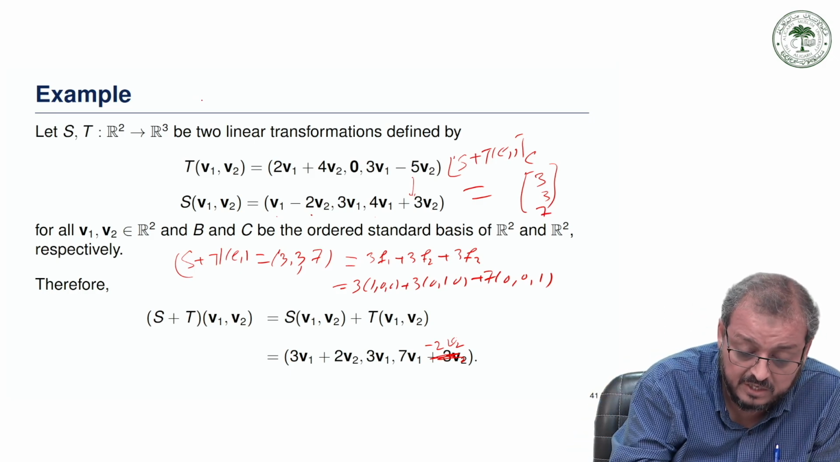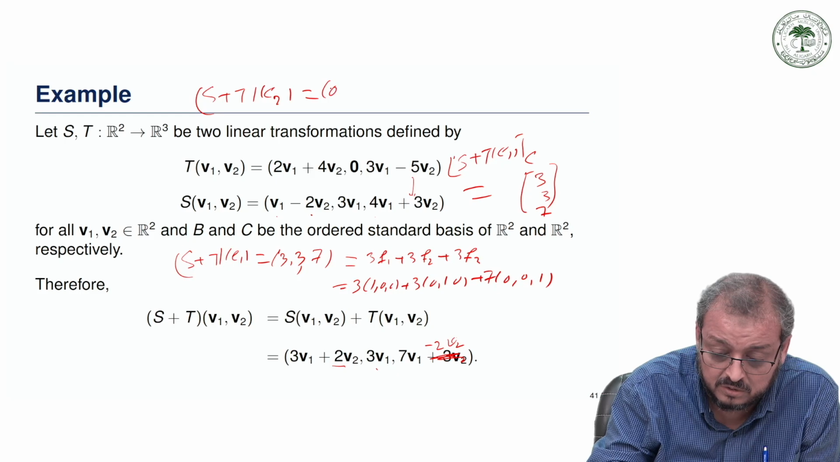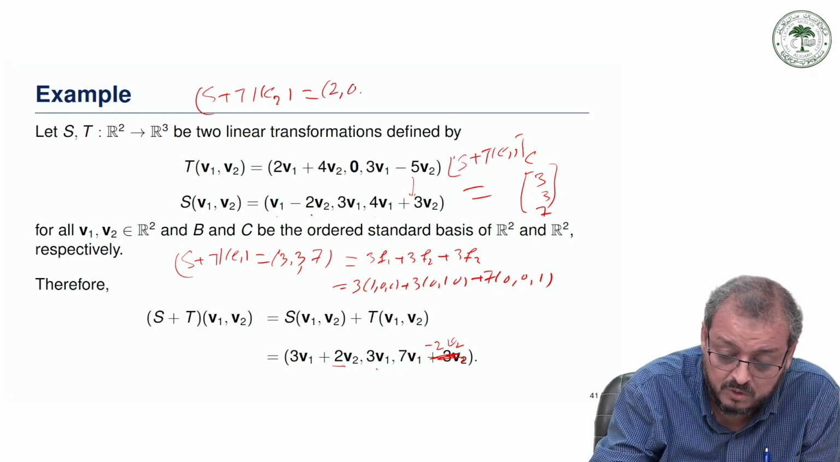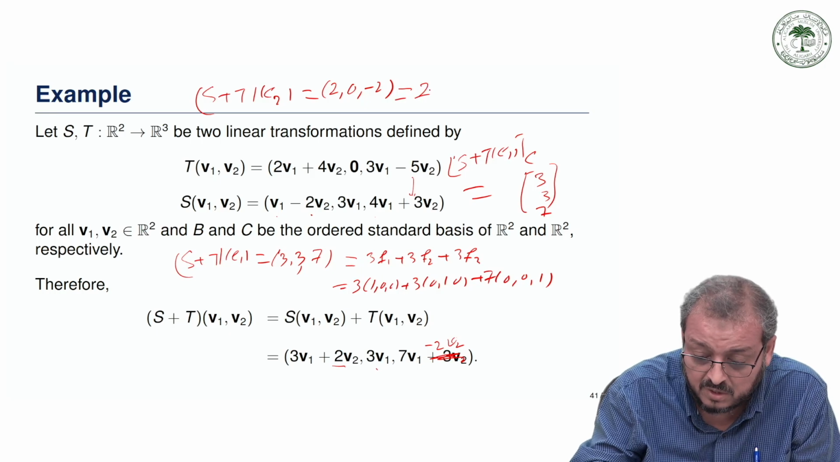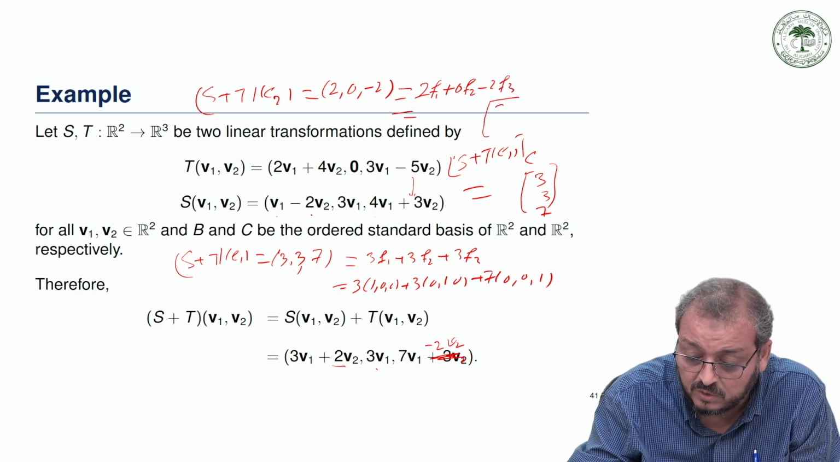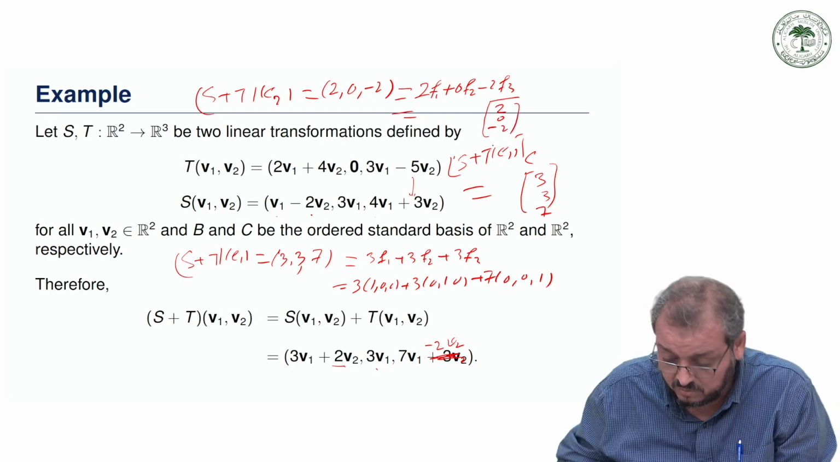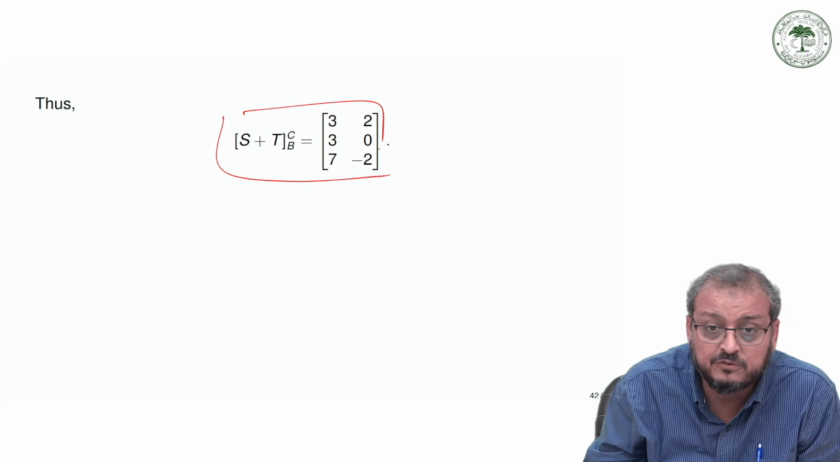In a similar fashion we calculate S plus T over E2. It is (2, 0, -2), and this can be written as 2 times F1 plus 0 times F2 minus 2 times F3. Then this corresponds to the column (2, 0, -2). So this is the sum in this form.